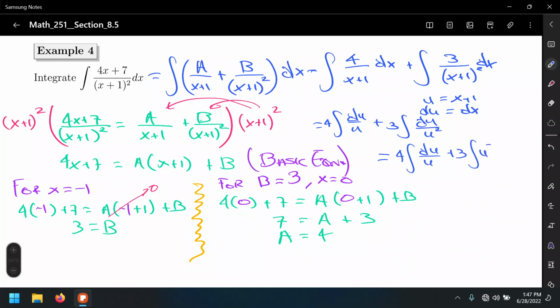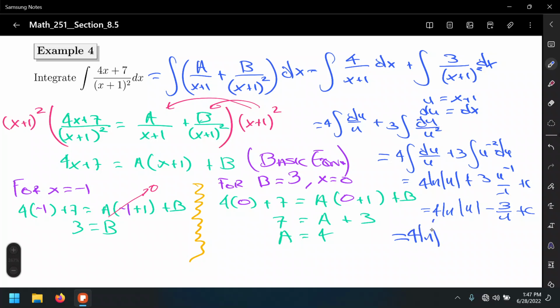With negative exponent. And well, the first one, it's just an ln. Plus 3u to the negative 1 over negative 1 plus c. Well, let's clean up the negatives and the fractions. So that's 4 ln of u, plus, or rather minus 3 over u plus c. And just back substitute for u, that's 4 ln absolute value of x plus 1 minus 3 over x plus 1 plus c. Alright.